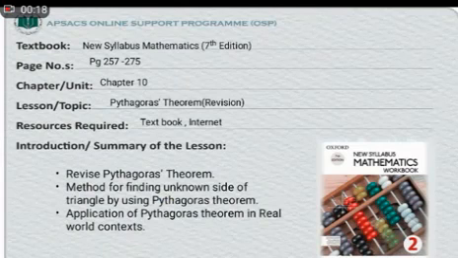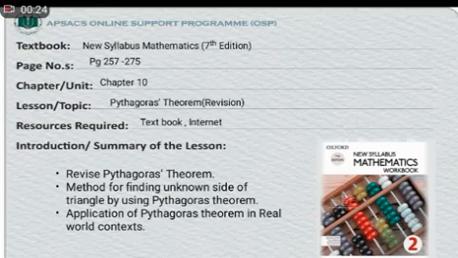For this you are required to have New Syllabus Mathematics, 7th edition. We will cover pages 257 till 275. The chapter is chapter 10, and the topic is Pythagoras theorem. Sources required are textbook, internet, tab, mobile.